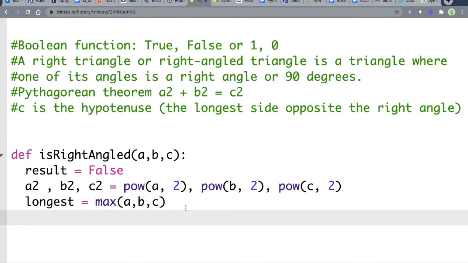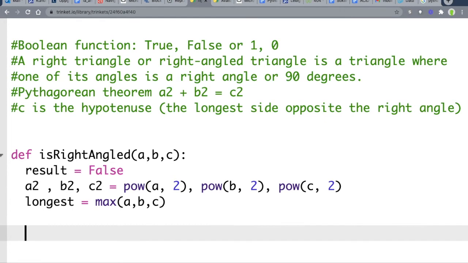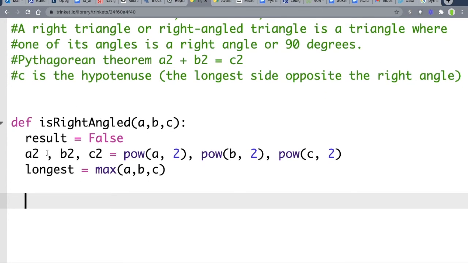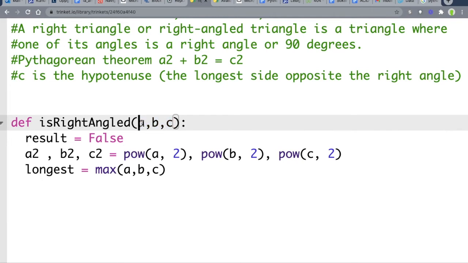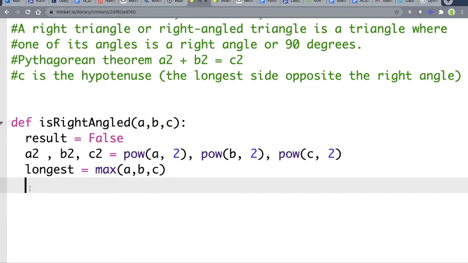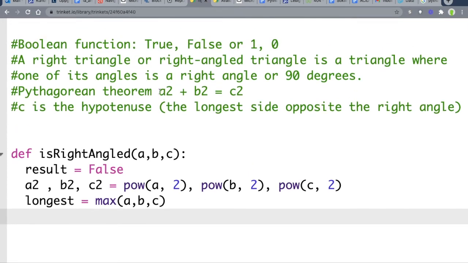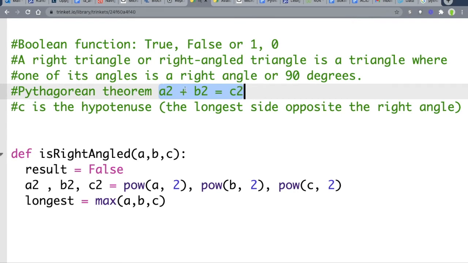In this case, I want to now check whether one of these is the longest, is equal to the longest, and see if this is the case. If this is the case, it means that A squared plus B squared is equal to C squared, or B squared plus C squared is equal to A squared, or A squared plus C squared is equal to B squared. So in that case, this is the right triangle.